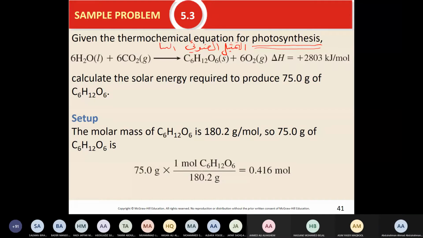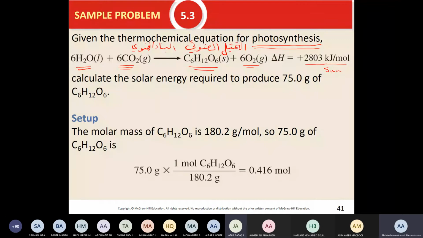This is called photosynthesis. The plant takes water from down and CO2 from the air and makes sugar, and then gives us O2 gas out, and it needs 2,808 kilojoule per mole. From where does the plant get this energy? From the sun. Exactly.